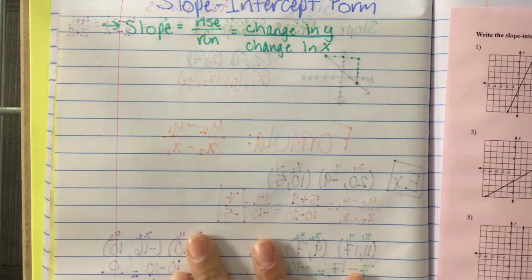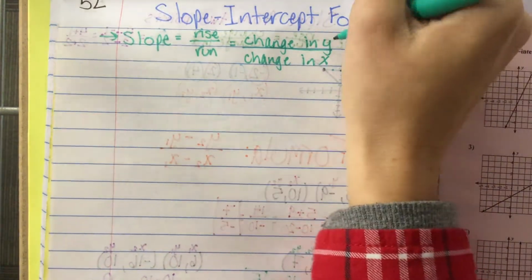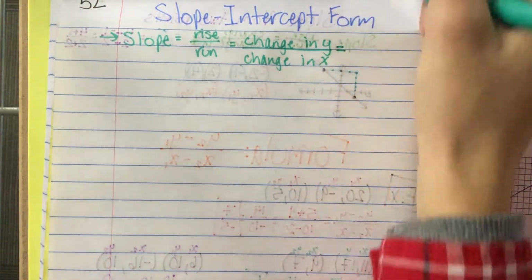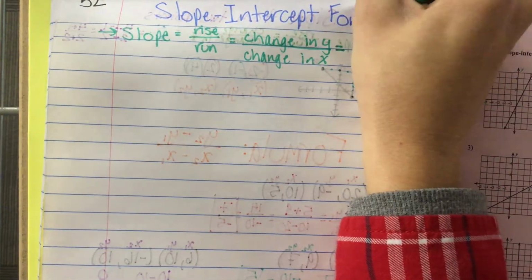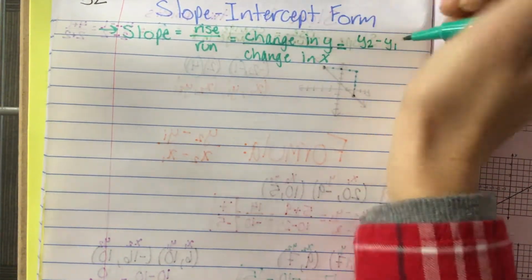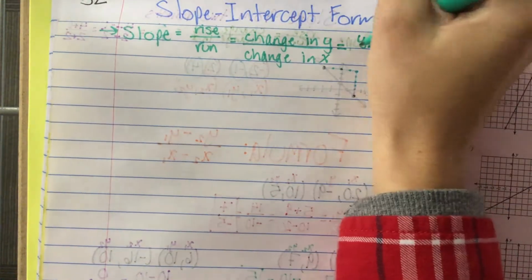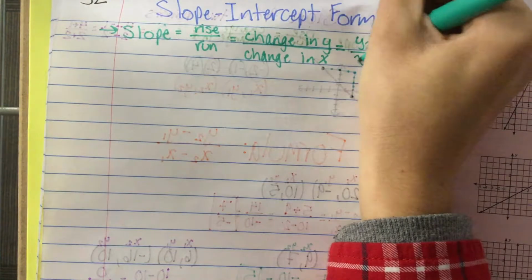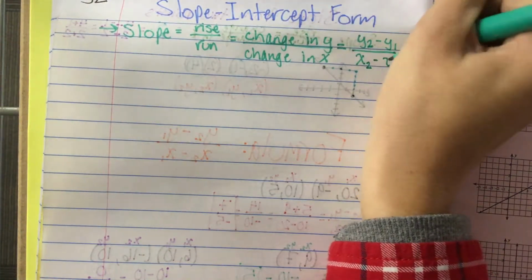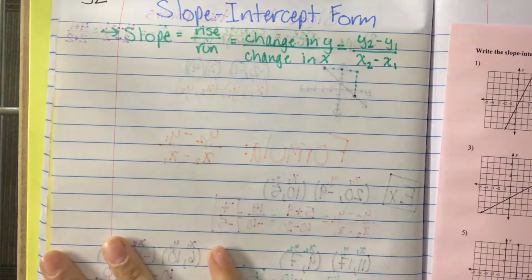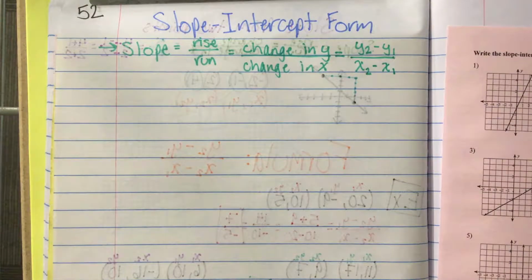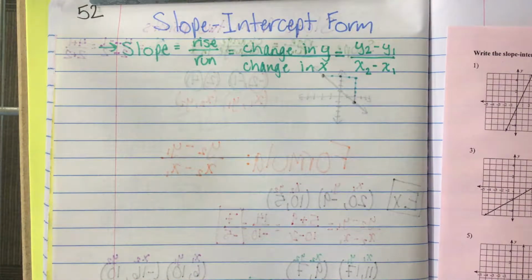And our formula for finding slope between 2 points we said was y2 minus y1, because that's our change in y, the difference in y, over x2 minus x1. That's slope. That should be a review of what we've already been talking about.